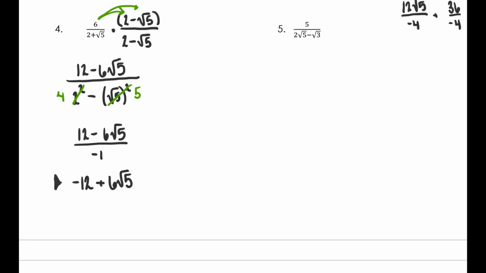And some students ask, should I write the radical as the first term or should I leave it as the second term? And for me, it doesn't matter. So either one would be fine.